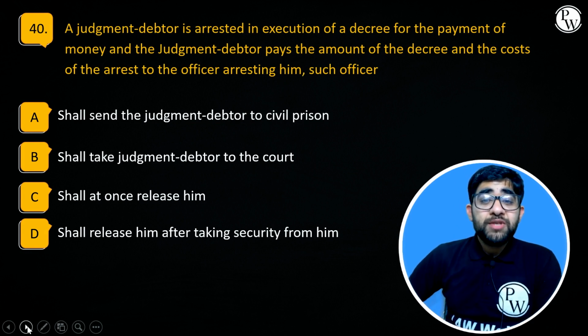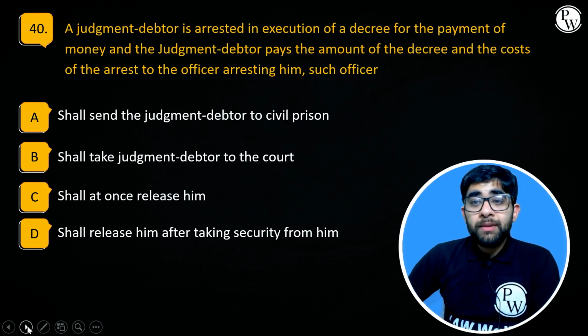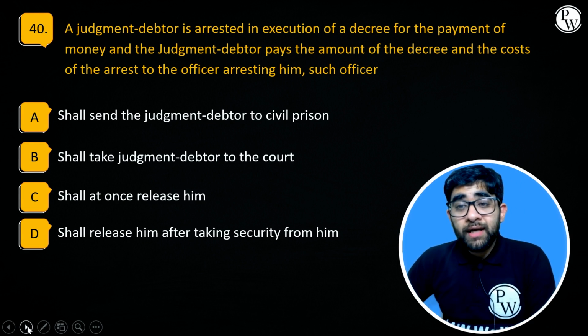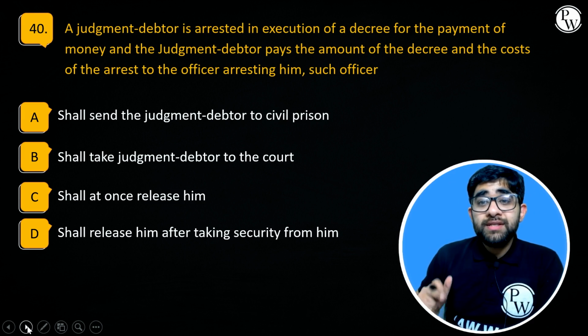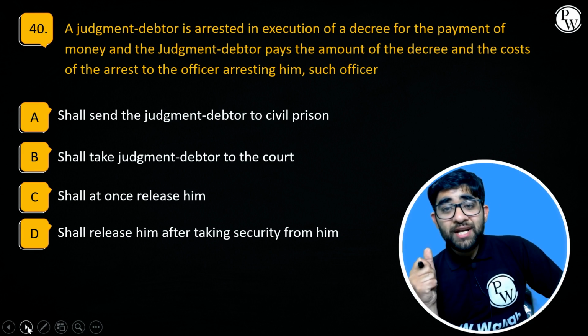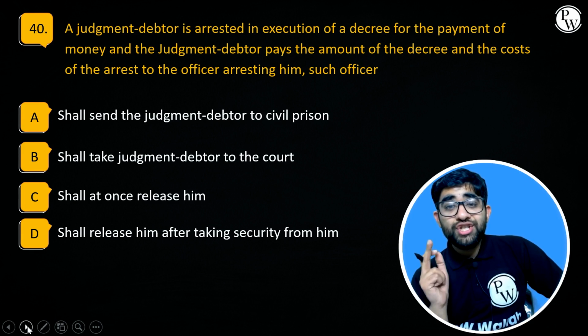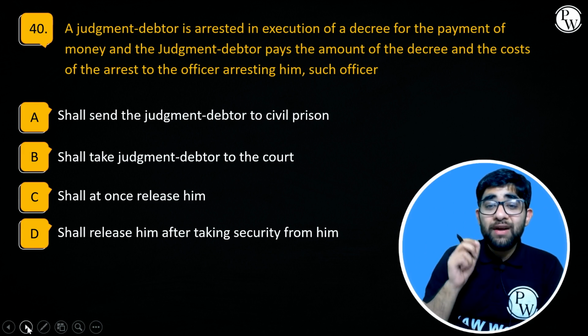40th. A judgment debtor is arrested in execution of a decree for the payment of money, and the judgment debtor pays the amount of the decree and the cost of the arrest to the officer arresting him. Such officer shall send the judgment debtor to civil prison, shall take the judgment debtor to the court, shall at once release him, or shall release him after taking security for him. Answer to this is shall at once release him.